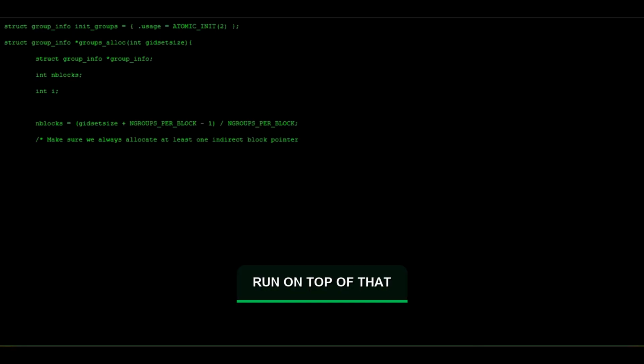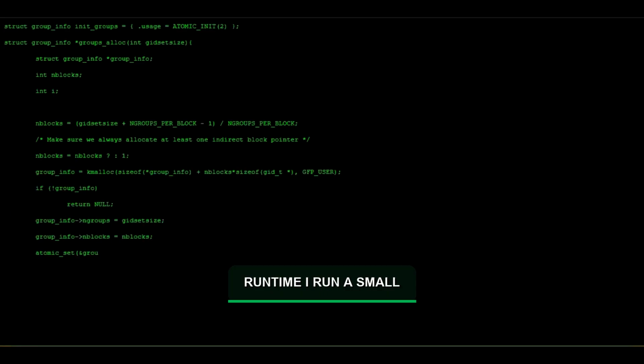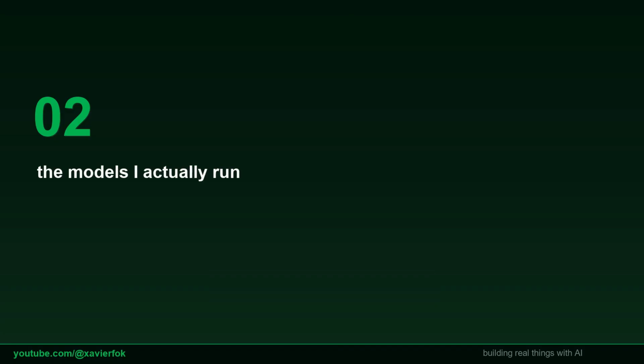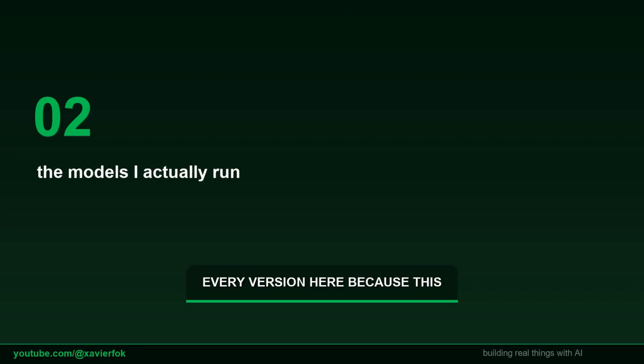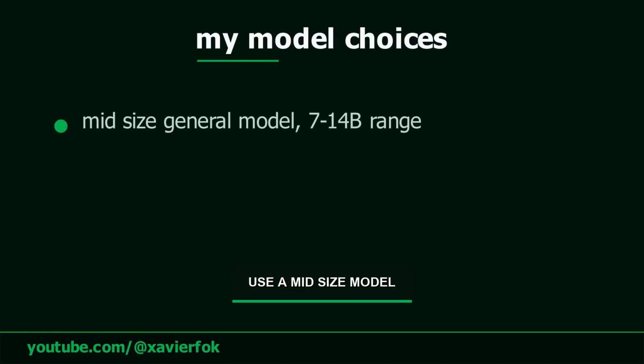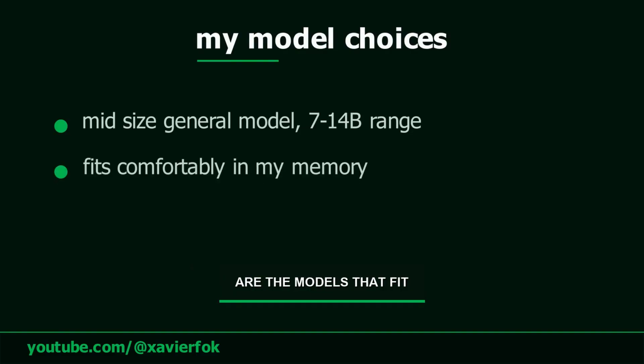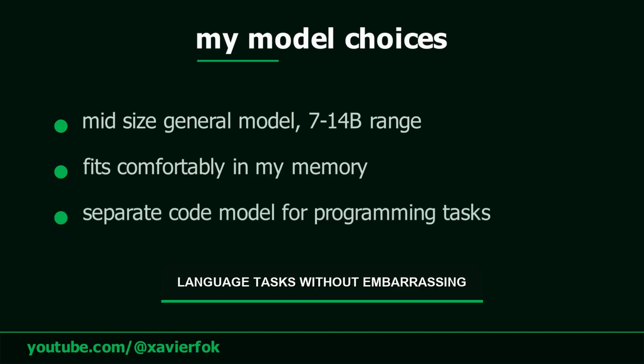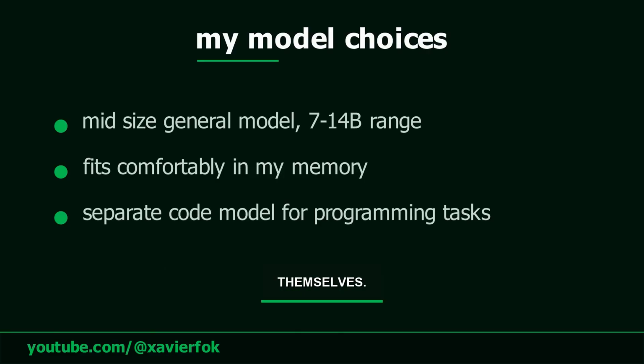The models I actually run. On top of that runtime, I run a small rotation of open models. I'm not going to name every version here because this space moves fast and version numbers go stale quickly. But the shape of my choices has stayed consistent. For general text work, I use a mid-sized model in the 7 to 14 billion parameter range. These are the models that fit comfortably in the memory I have, run at a reasonable speed, and handle most everyday language tasks without embarrassing themselves.